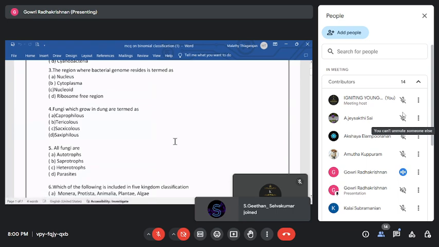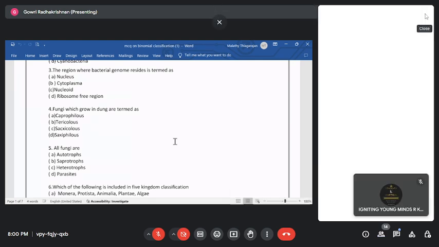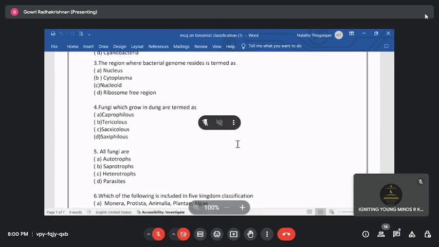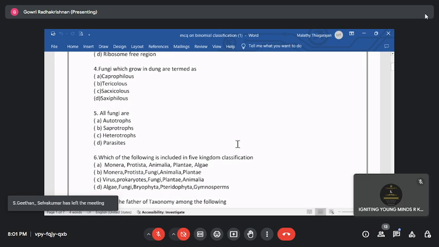We all know the bacteria has only a nucleoid. It doesn't have a nucleus. Cytoplasm will be there, but the nucleoid is where the genome or the genetic material is clustered in one place. That's where the bacterial genome resides. Then fungi. Fourth question: fungi which grow in dung are termed Coprophilous, ma'am. Yes. Very good.